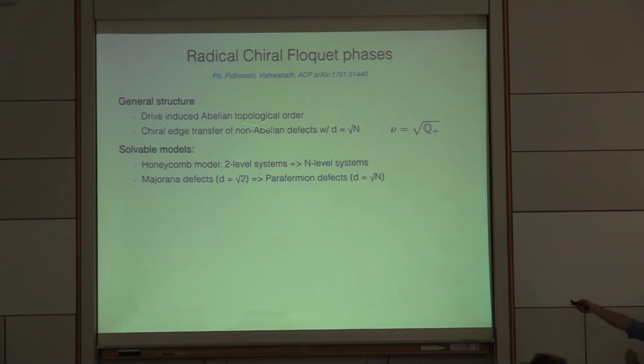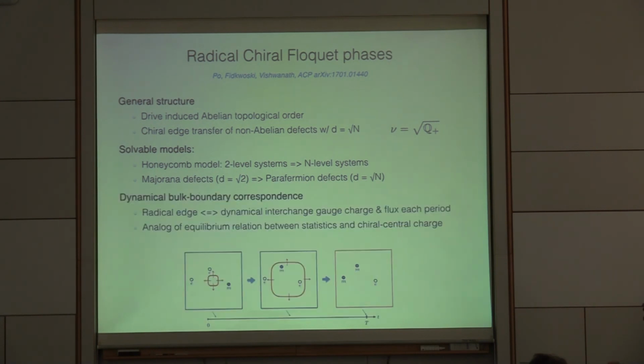And we can make solvable models of all of these things, generalizing this driven Kitaev honeycomb model. And they all exhibit some interesting bulk-boundary correspondence where if I have a bunch of anyons here, like gauge flux M and gauge charge E, as I evolve over the period, the flux gets converted to charge and vice versa in a periodic fashion. This is kind of like an anyonic version of this time crystal concept.